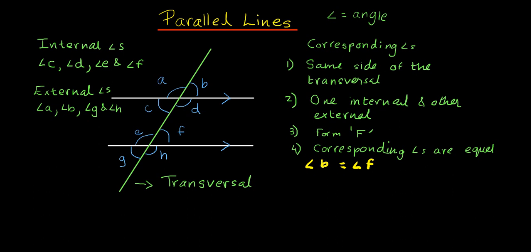Similarly, I can say angle D is the same as angle H because it meets the three conditions. Angle D is internal, angle H is external, both on the same side of the transversal. Together the two angles meet to form something that looks like a capital F. And similarly, we'll have angle A and angle E. Again, that is like a rotated F.